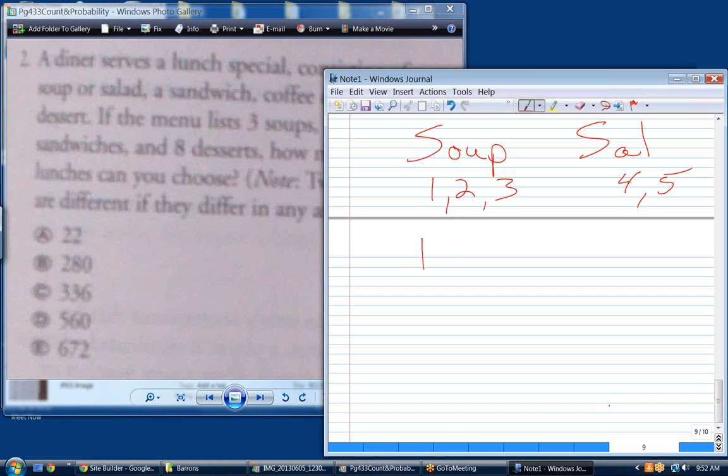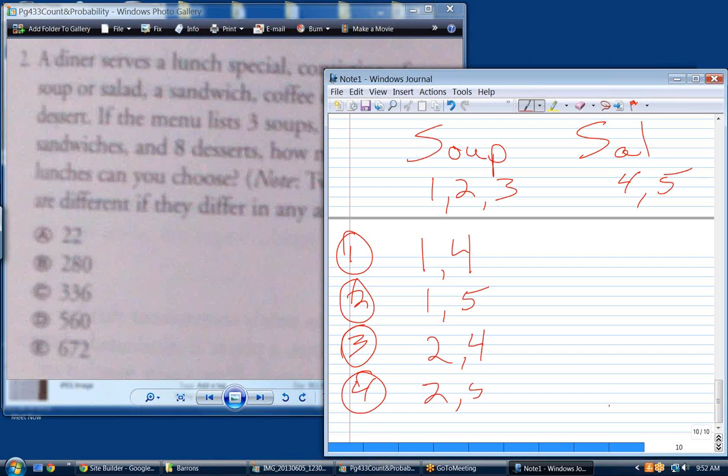Let's say we have soup 1. This is the first choice. We get a soup and a salad. So 1 and 4. Okay. What's another choice? 1 and 5. And do these methodically. By 2, that 4. Once you've found the order, stick with it. And 2, 5. And then 3, 4, and 3, 5.